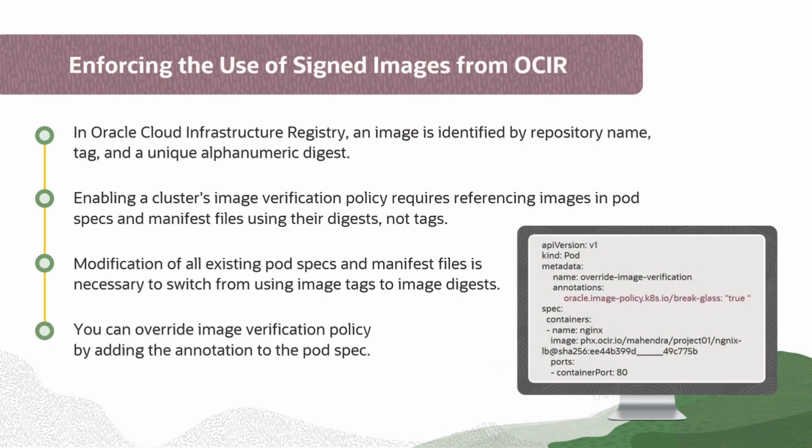To provide flexibility in certain scenarios, administrators have the ability to override the image verification policy. This can be achieved by adding a specific annotation to the pod specification. You can add annotations such as oracle.image-policy.kh.io/break-glass and set its value to true. Adding this annotation allows for deviations based on specific use cases or requirements.